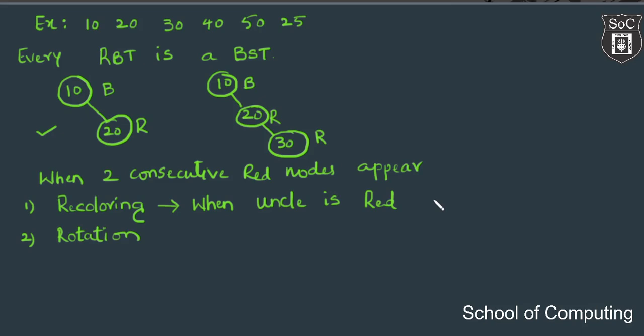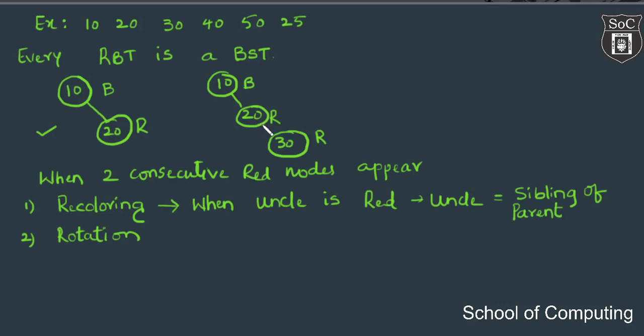So what do you mean by uncle is red? When I say uncle is red, it means uncle is also a node. Who is uncle? Uncle is nothing but the sibling of parent. Now look at the problematic node, the node which created the problem. 30. Who is the parent of 30? 20 is the parent of 30.